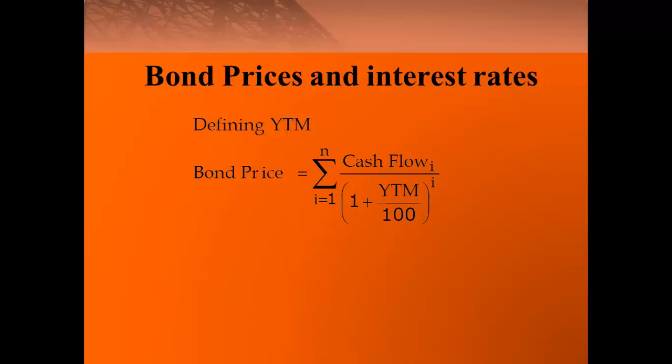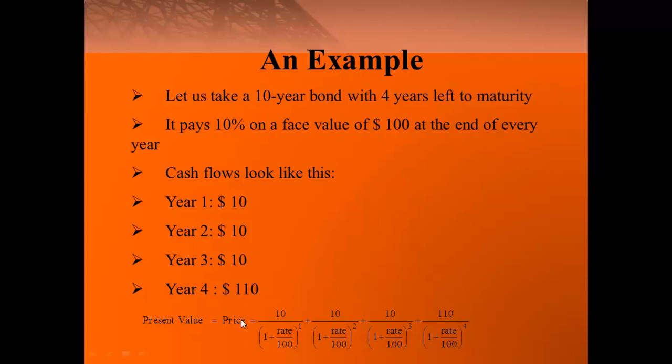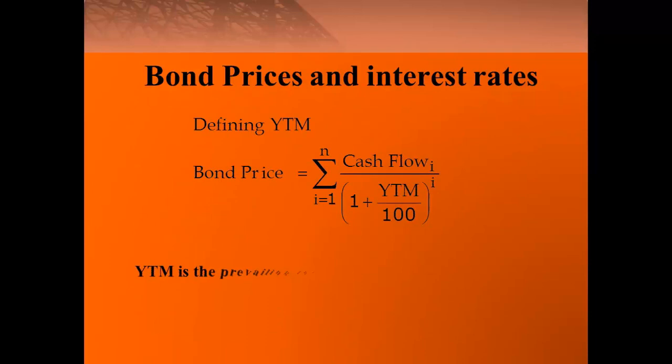Now, in the previous slide, if I knew the price of the bond, then I would have to find out the rate at which the present value of these cash flows would be equal to the price. So here, that's what my YTM is. YTM is the prevailing interest rate for that term. For example, for the previous bond, it had 4 years left to its maturity. The YTM that will drive the present value of the cash flows to the price of the bond will be called the 4-year interest rate for the previous bond. So the YTM essentially is the prevailing interest rate for that term.